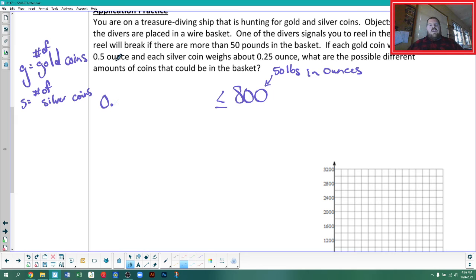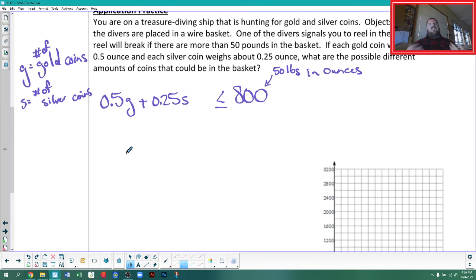So a gold coin weighs about half an ounce. So half an ounce times the number of gold coins will be the total weight from the gold coins. And then I can add the quarter ounce times the number of silver coins. And that's going to be the total weight from all the silver coins that are in the basket. So this is now my equation that I'm going to be working with.